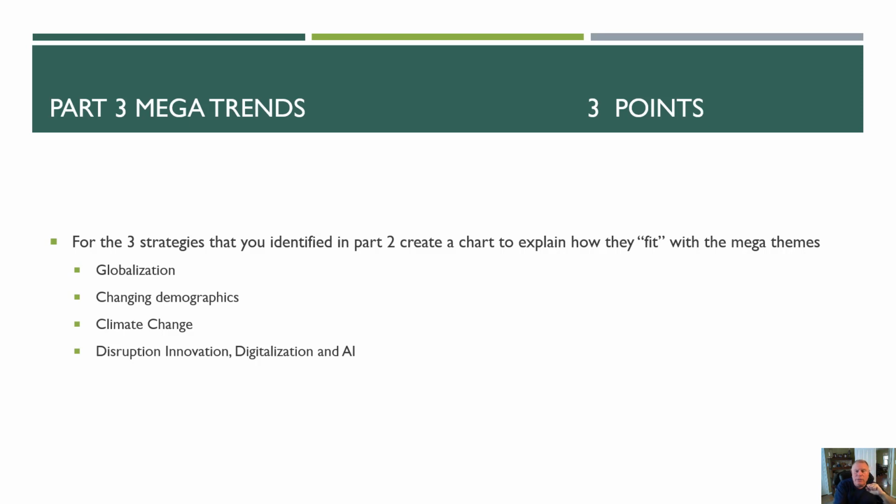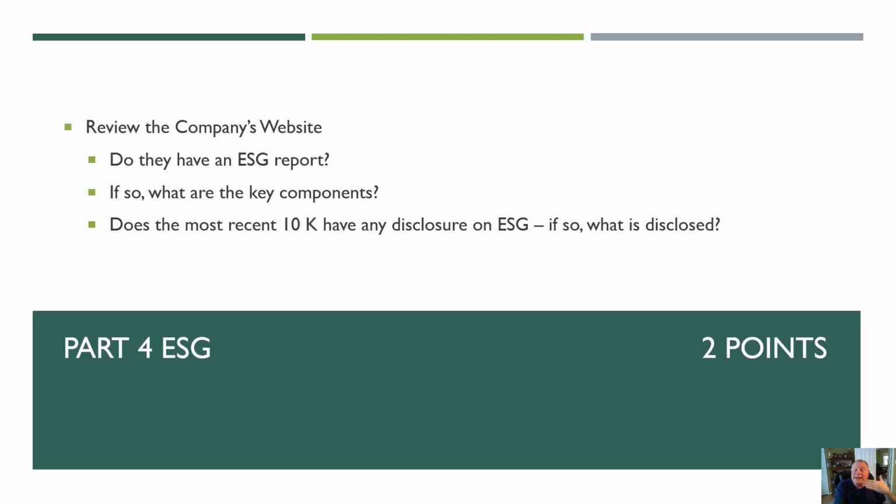So that's megatrends. The next piece is ESG, and this is worth 2 points. Hopefully the math adds up. I'll go back and check it, so if it doesn't add up in my voice, it will add up in your notes. So review the company's website. Do they have an ESG report? If so, what are the key components? Does the most recent 10K have any disclosures on ESG? If so, what's disclosed?